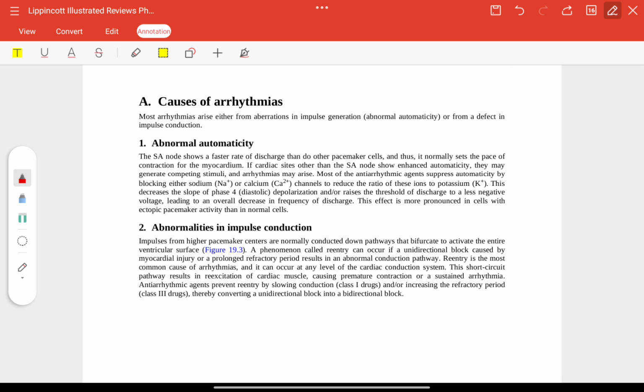Causes of arrhythmia are abnormal automaticity and abnormalities in the impulse conduction. The SA node shows a faster rate of discharge than the other pacemaker cells. Thus, it normally sets the pace of contraction for the myocardium. If cardiac sites other than the SA node show enhanced automaticity, they may generate competing stimuli and arrhythmias may arise. Most of the antiarrhythmic agents will suppress this automaticity by blocking either sodium or calcium channels to reduce the ratio of these ions to the potassium.